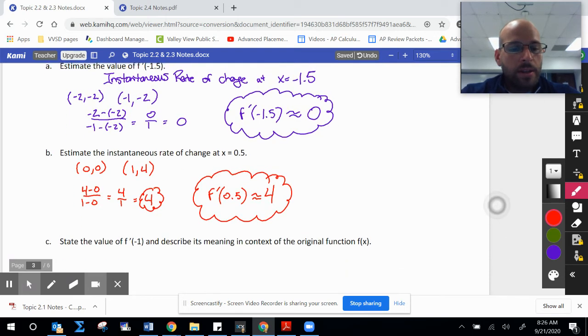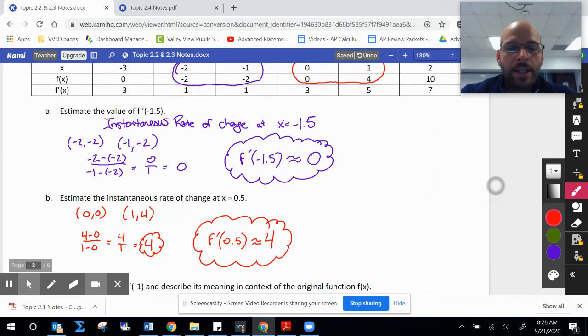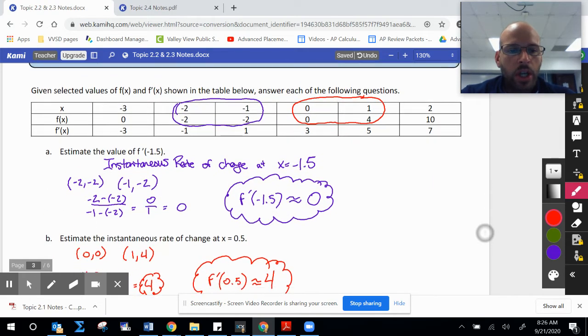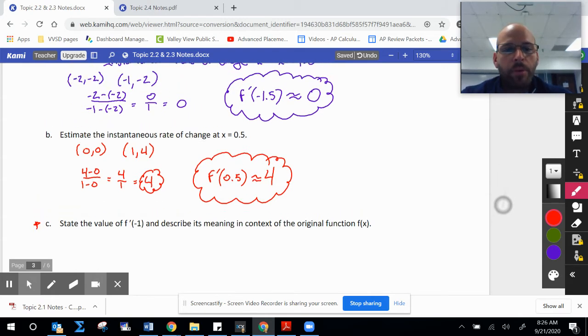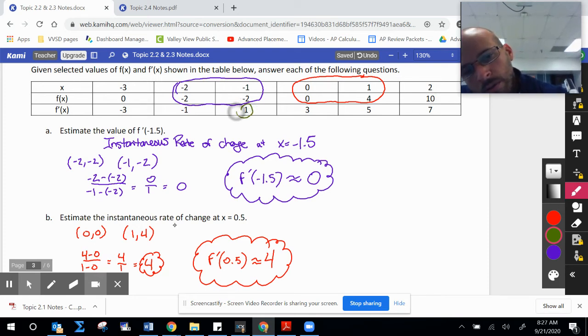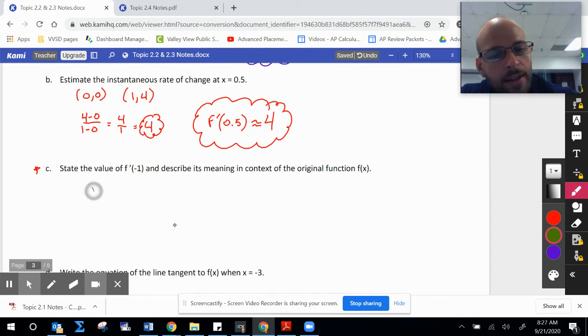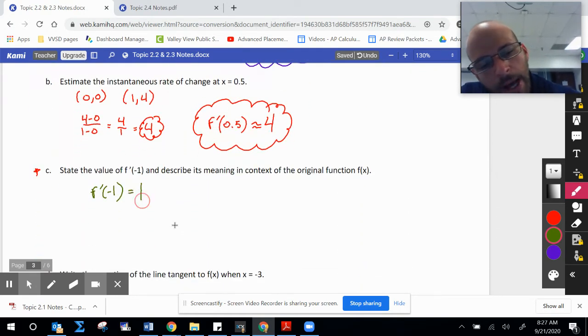Okay, now state the value of f prime of negative 1 and describe its meaning in the context of the original function. So for part C, I want to know what f prime of negative 1 is. I'm going to go to my table of values, and if I go to negative 1, I'm looking at this value. So I can say f prime of negative 1, make sure I circle the right value, is a positive 1.